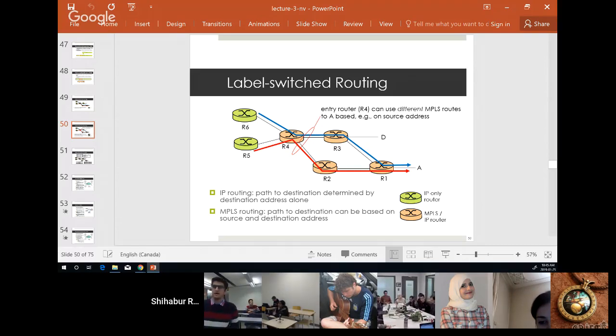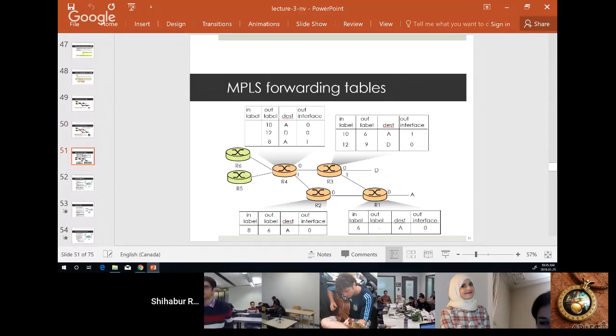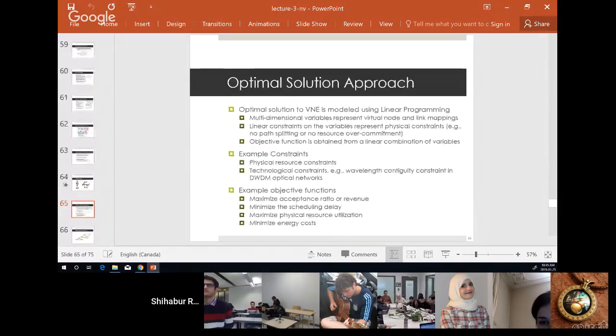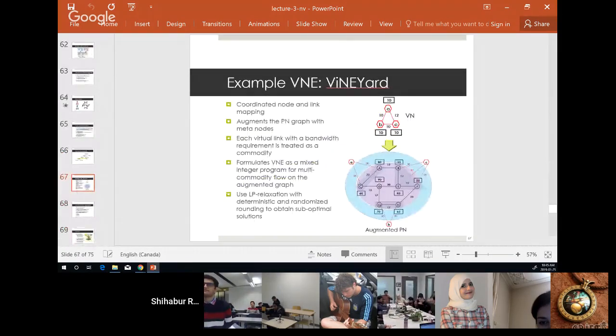Next question? Yes, go ahead, Toronto. In slide 67. 67? Yes. When we augment the nodes in our virtual network embedding problem, how is the linear programming in this case done? I didn't understand the slide with infinity activated.